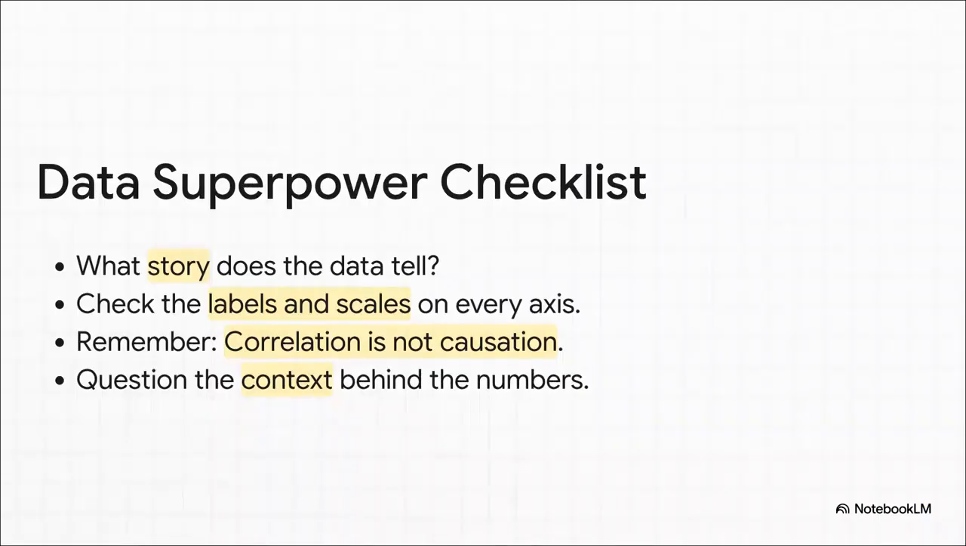Here's your checklist. First, always ask yourself, what story is this data trying to tell me? Second, inspect those axes like you're a detective on a case. Third, let's say it together, correlation is not causation. And finally, always question the context. Where did these numbers come from, and why were they even collected in the first place?